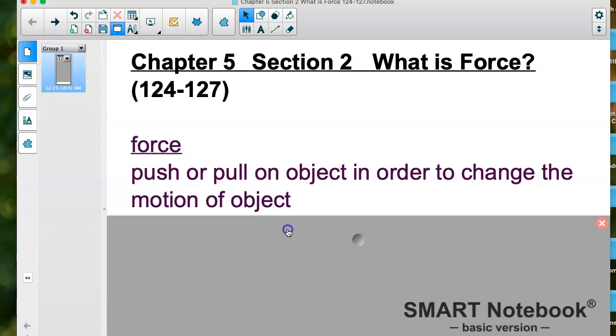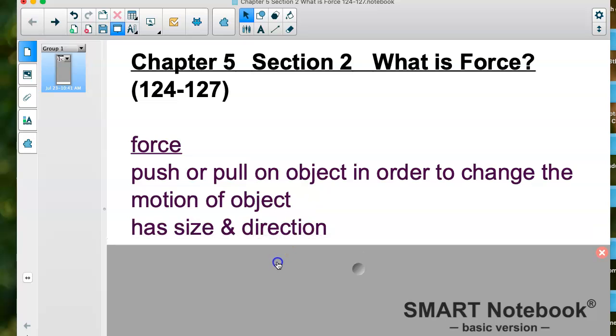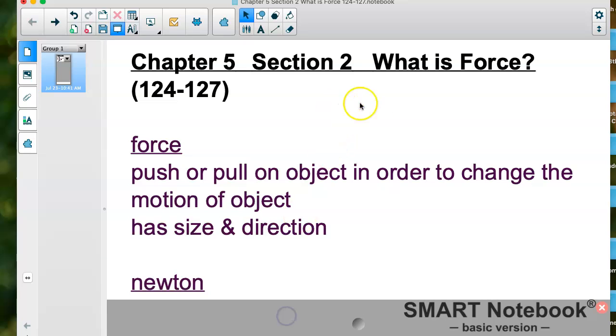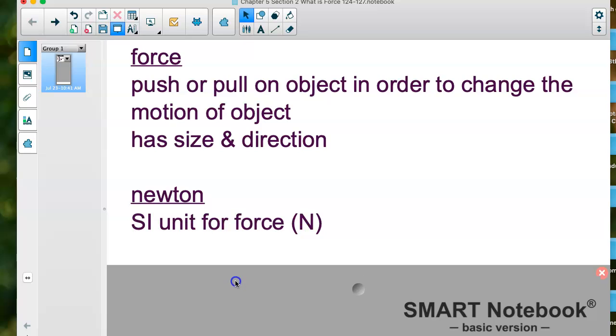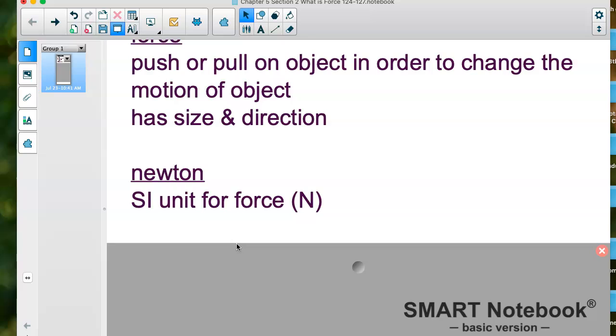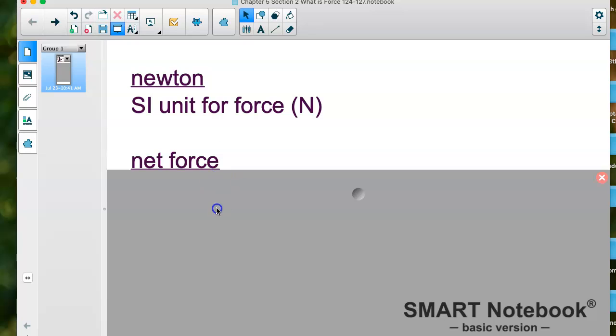So first of all, we have forces, right? That's a push or a pull on an object, and it changes the motion of the object. It has size and it has direction. The way that we measure forces is using newtons. Now you might remember newtons from when we talked about weight. It's the SI unit of force, so that's going to be important as a label.